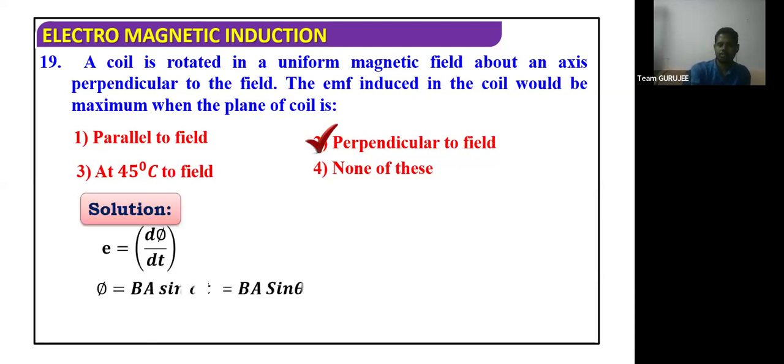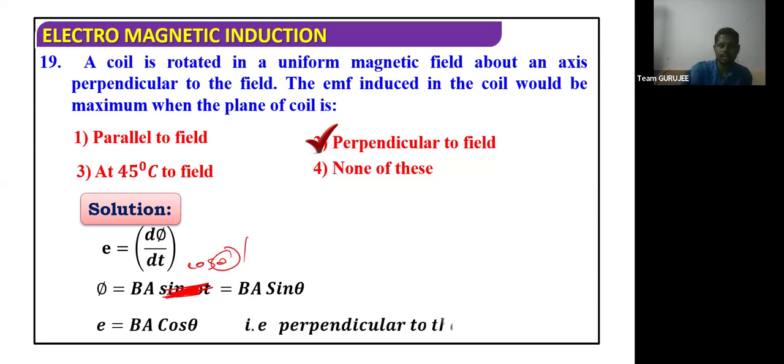E is equal to d phi by dt. Actually this formula is wrong. Am I right? The formula is B dot A cos theta, but now it shows B A sine, which is wrong. B dot A cos theta, therefore cos 0 becomes 1. Actually, parallel to the field is correct.